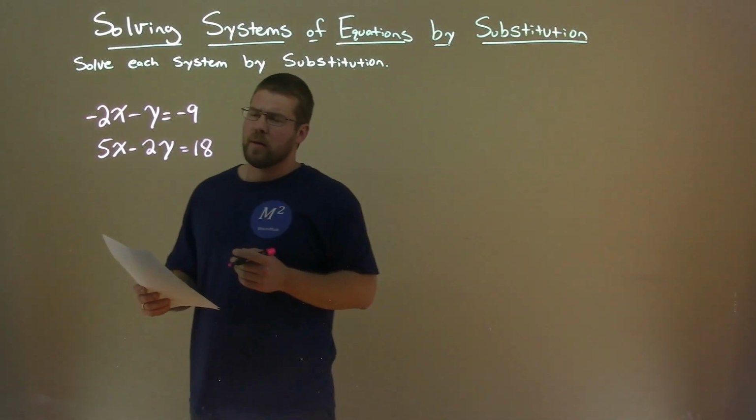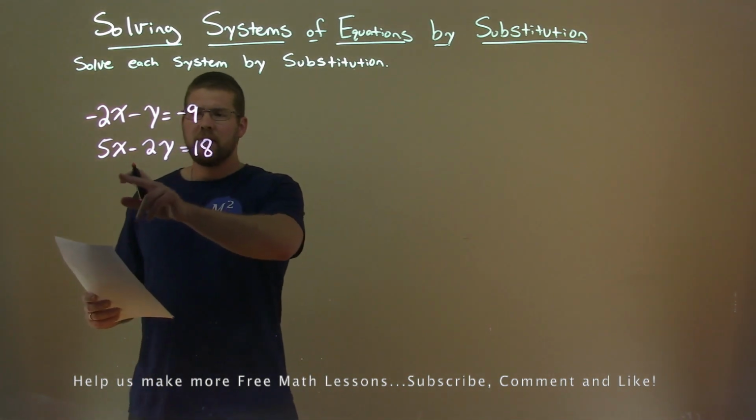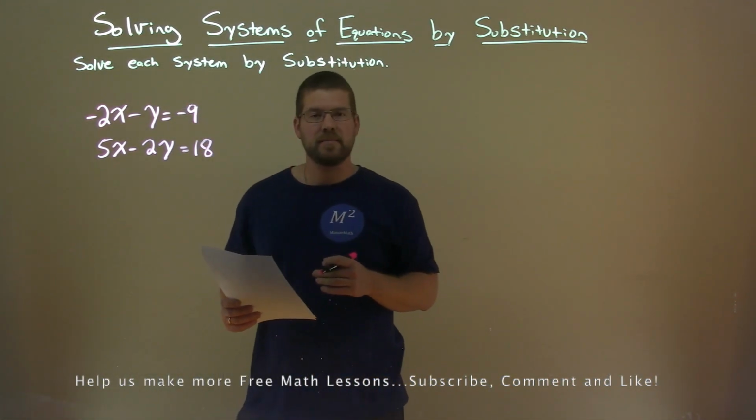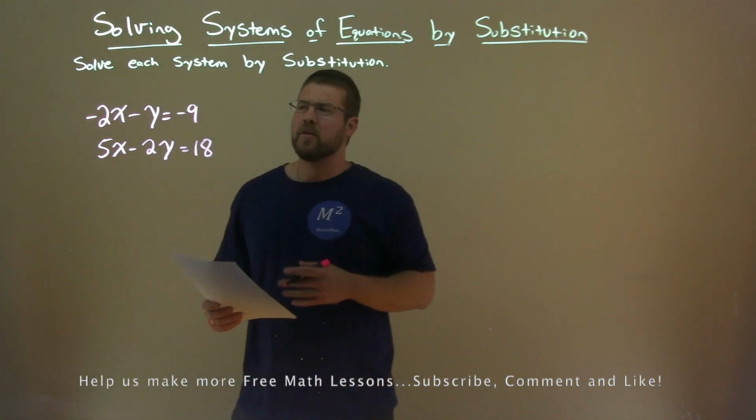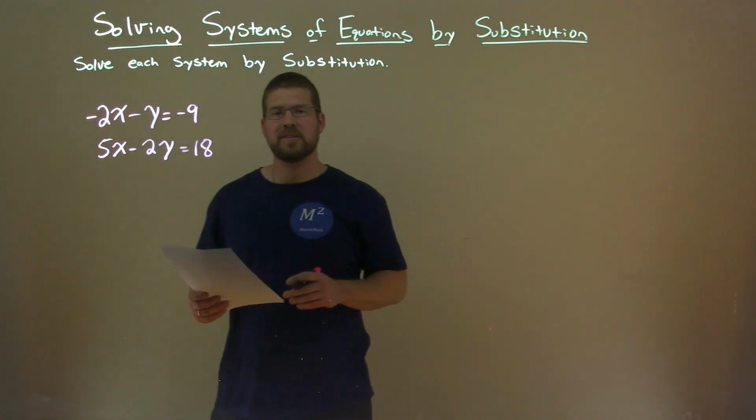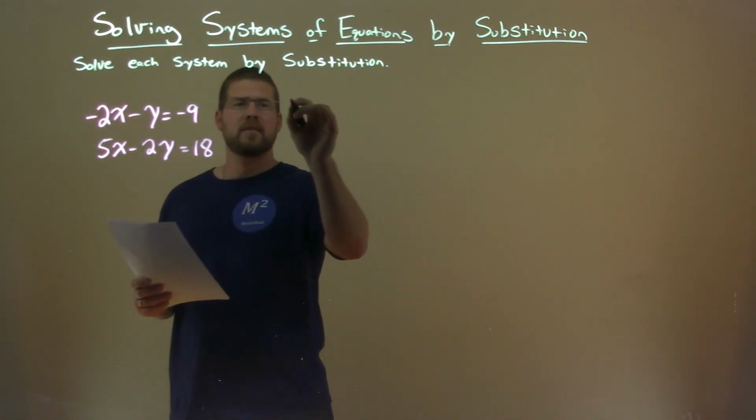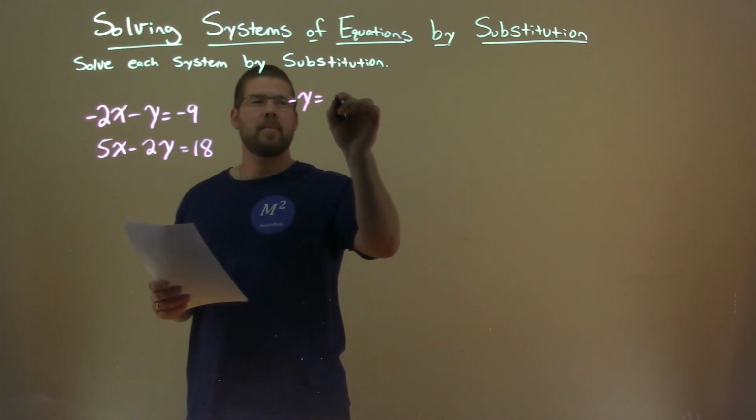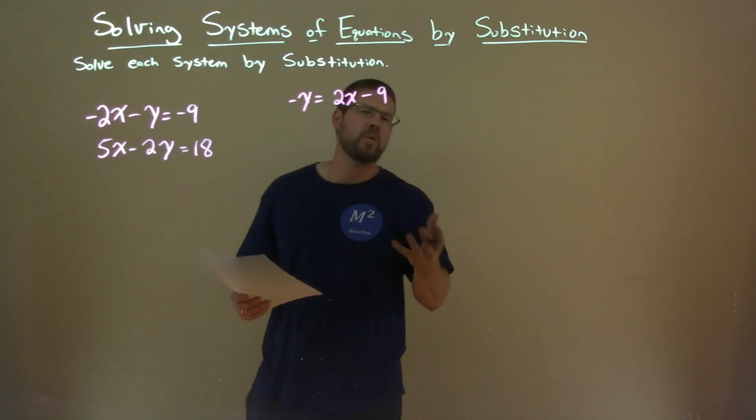We're given this problem. Negative 2x minus y equals negative 9. 5x minus 2y equals 18. And we want to solve this system by substitution. Our first step here is to get one of the variables by itself. I think the easiest one is in the first equation to get y by itself. So to do that, if I add 2x to both sides, I'm left with a minus y equals a positive 2x minus 9.